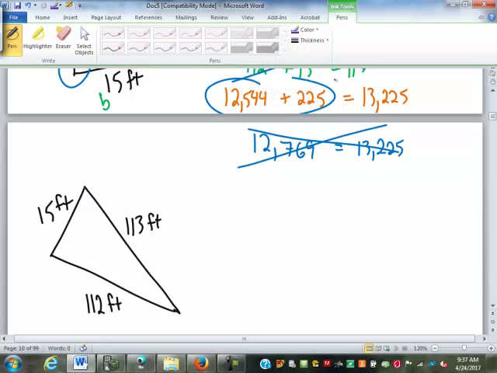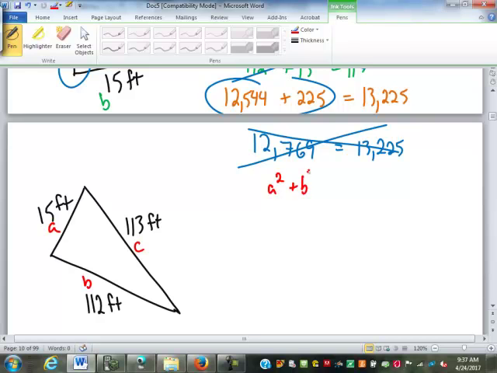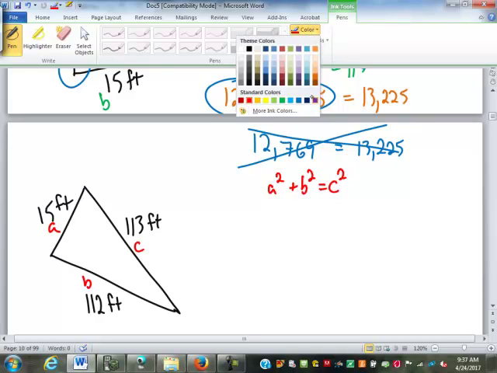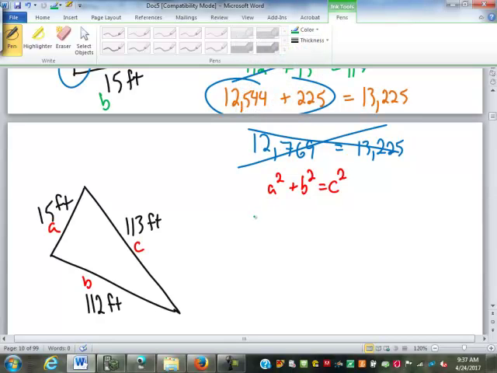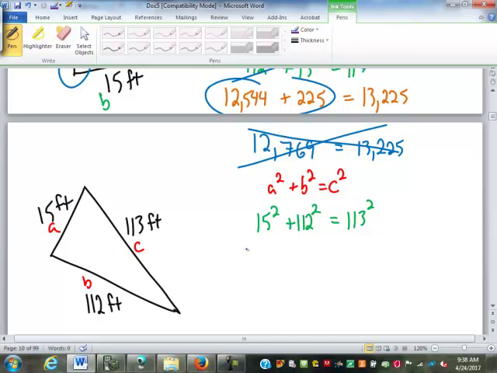How about this one? Which one has to be side C? The 113. So let's go A and B like that. So what am I going to write in here first? 15 squared plus 112 squared equals 113 squared. Good. What is 15 squared?